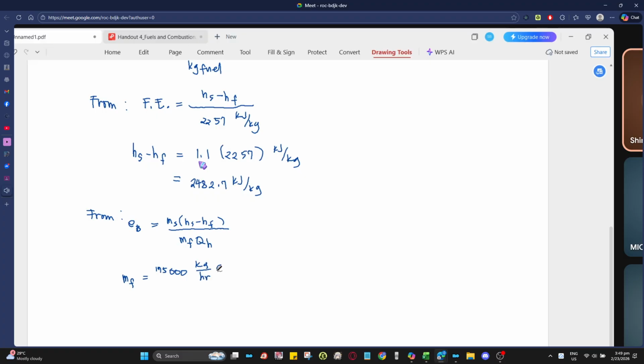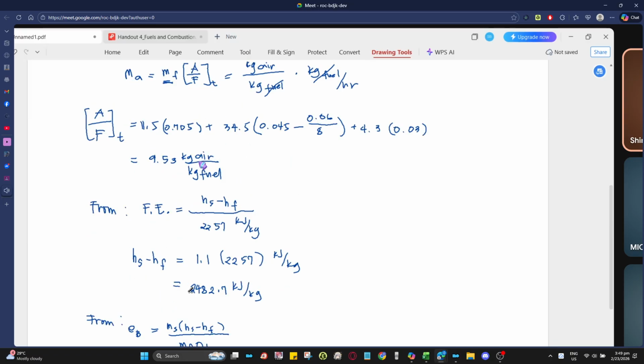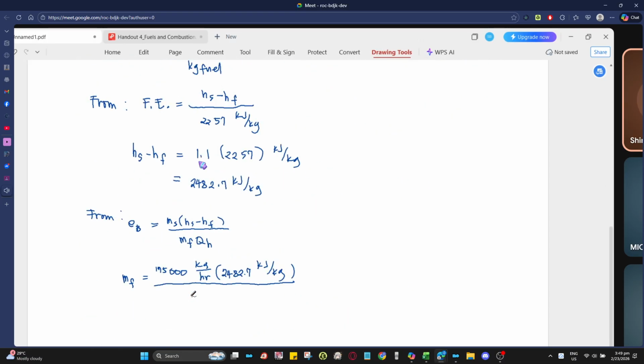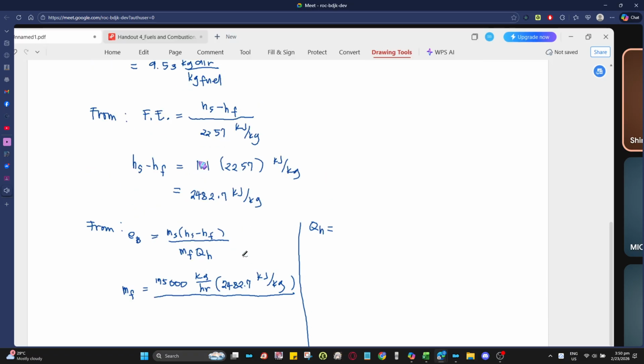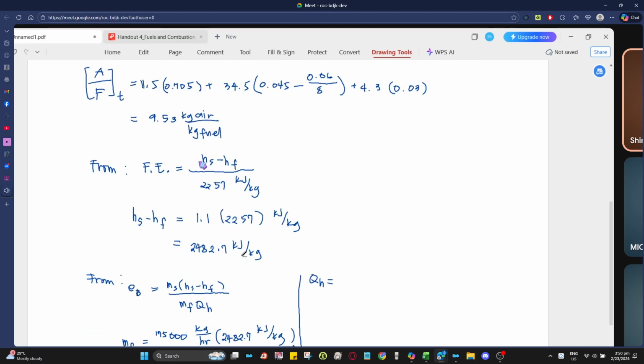Kilogram per hour times 2482 kilojoule per kilogram. Divided by the MF QH. So we have QH. Ay, wala na tayo QH, no? So ito sa tao ng solving for QH here. So for QH, we can use the DeLong's formula, no? QH.